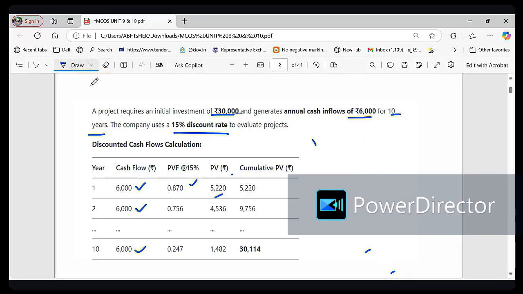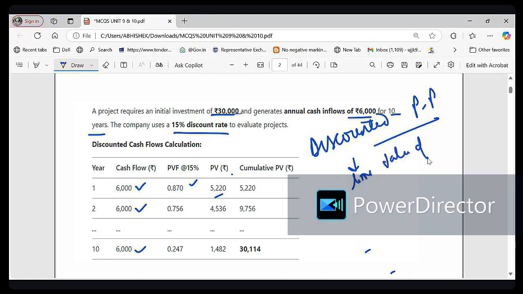But if we talk about this discounted payback period, let me write it down. Discounted payback period method, it takes time value into consideration. It takes the time value of money, right? Time value of money. It means that future cash inflows are worth less than cash inflows today. So we need to discount. And what is the discounting rate? 15%. And that is what has been done in this particular table, right? In this particular table, as you can see, the same thing has been done.